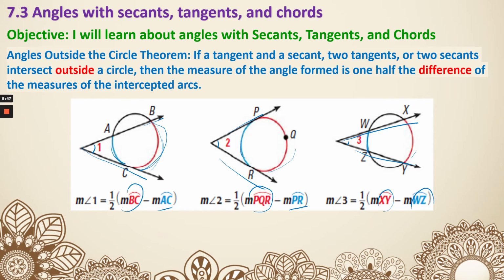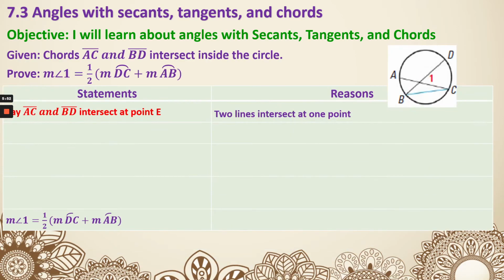Now let's actually use one of these cases to prove the theorem. We're going to use the one that's actually inside. So if we say chord AC and BD are intersecting, then we're trying to prove that angle 1 is half of arc AB and arc CD combined. Okay, the first step, we're going to say they actually intersect at this point E. So when we want to name a point, that's what we're going to do.